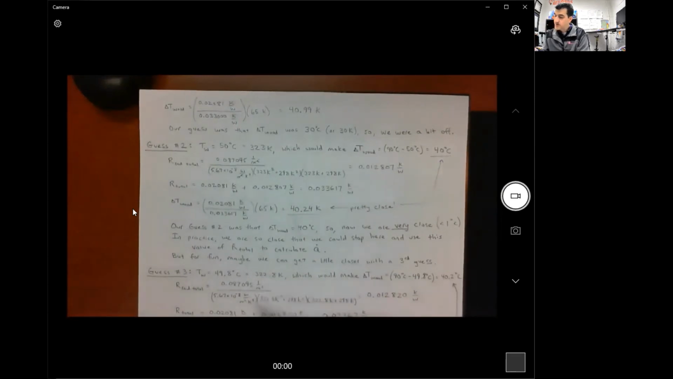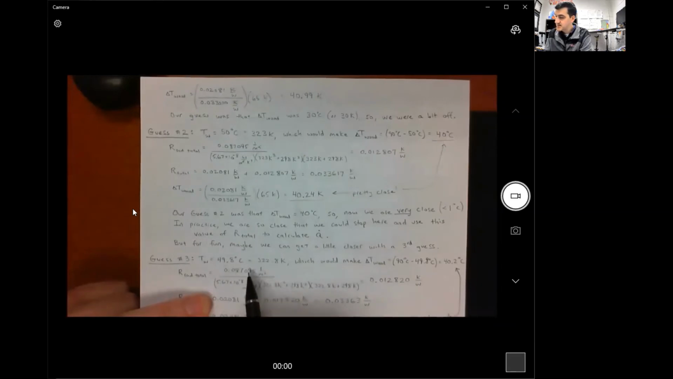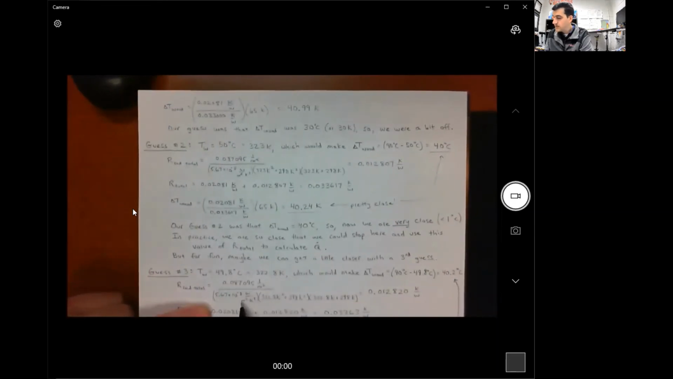So now I go through these 3 steps again. I recalculate our rad total, not changing surface and space resistance. That stays the same as it did the previous 2 times. Not changing the Stefan-Boltzmann constant. The only thing I'm changing is the temperature of the wood right here and right here. So this is the temperature of the wood squared, that's the temperature of the walls squared, that's the temperature of the wood, and that's the temperature of the walls.